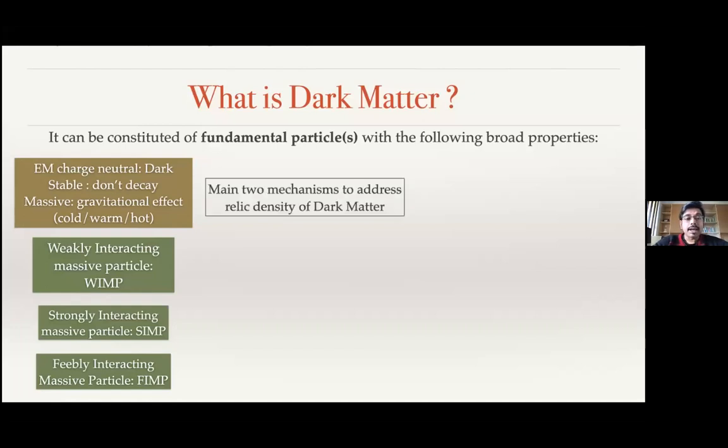And this can be classified into two main mechanisms to address the correct relic density of dark matter. Now, what is relic density? Relic density is essentially the amount of dark matter which has been inferred from the anisotropies in cosmic microwave background radiation experiments like Planck, which basically suggest that this Omega h squared quantity, where Omega is the cosmological density and small h is the reduced Hubble constant, for the dark matter relic has to be of the order of 0.1. So this is the experimental number that we need to abide by.